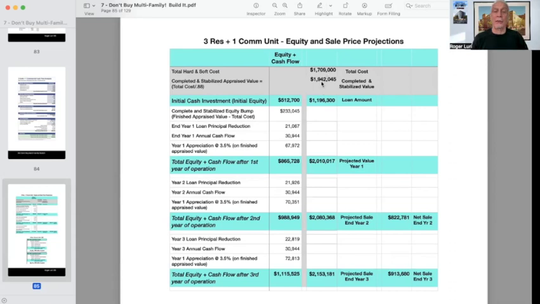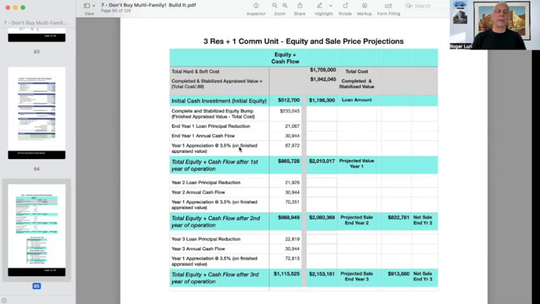In this case, taking those numbers, it's $233,000. So right away that goes to your equity, right? So I put in this 512, plus I've got that 233 in equity as soon as it's completed and stabilized. Now, my principal reduction at the end of my first year of operation is $21,000. And my annual cash flow, I add back in $30,944. I have to put that in somehow, so we'll just put it back in here. You could use it to pay down the principal if you want or whatever, but you have to add it back in.